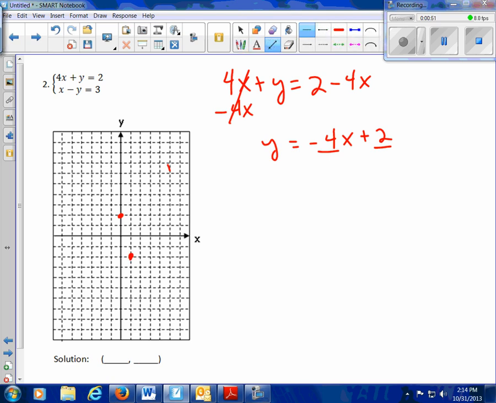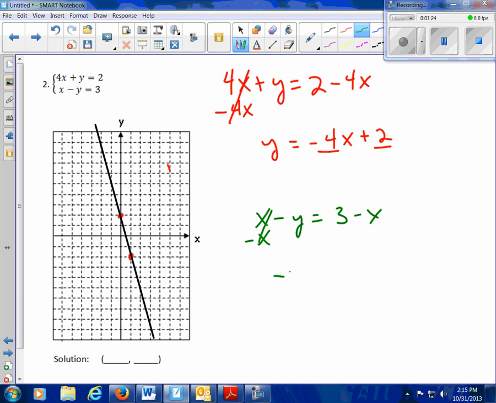Again, I want to make my lines as straight as I possibly can through those points so that I can make sure that my lines cross at the right place when I make my graphs. So it looks like that's about as straight as I'm going to be able to get it on this board. Alright, so let's finally take the second equation. Let's get y by itself by subtracting x on each side.